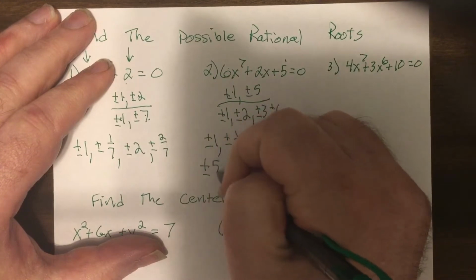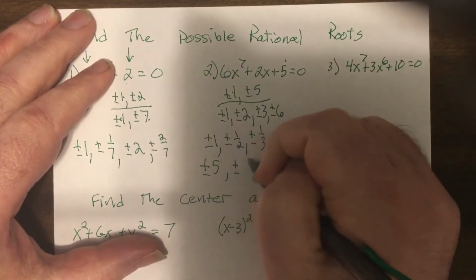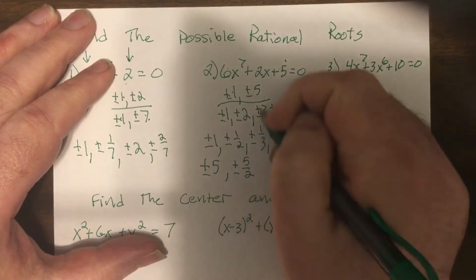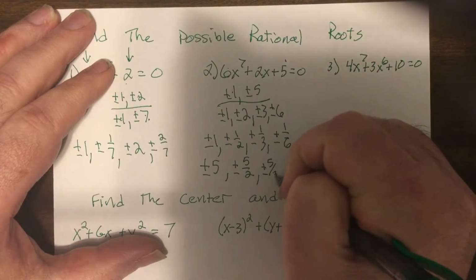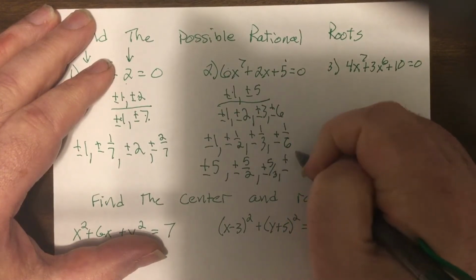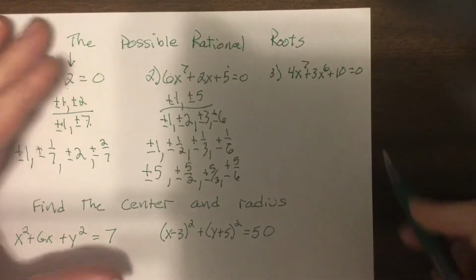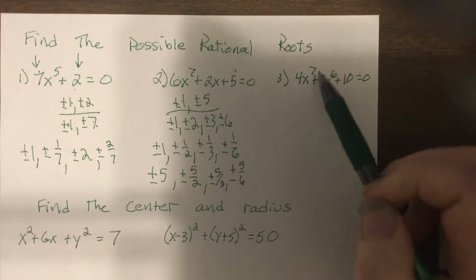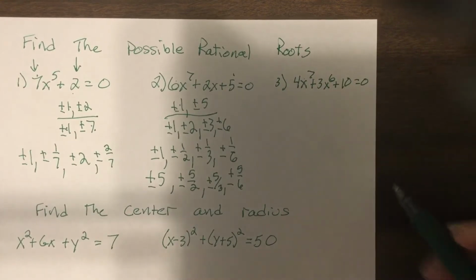Now, if there's any repetition, which this one doesn't have, you wouldn't write it down. But no repetition, plus or minus 5/3, and plus or minus 5/6. I want you to freeze the video, do the last one, and turn me back on.